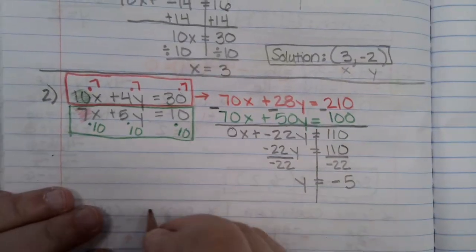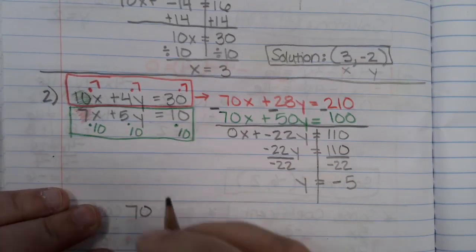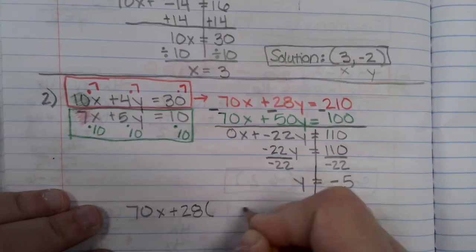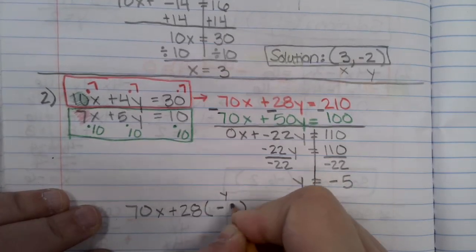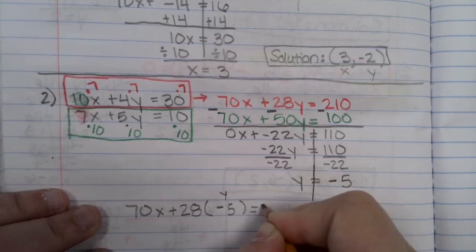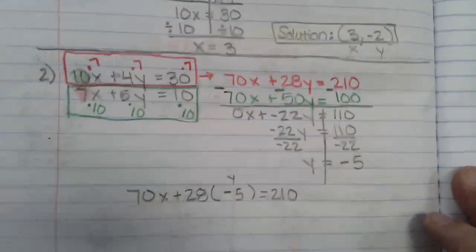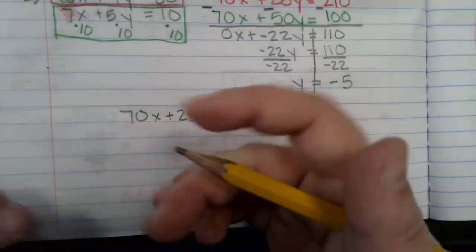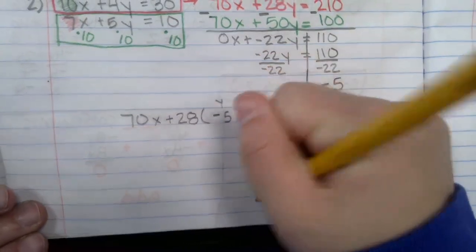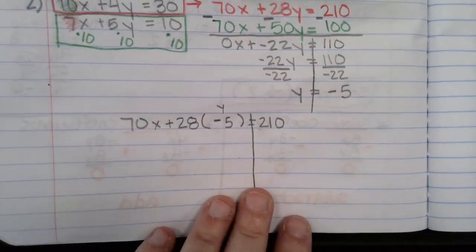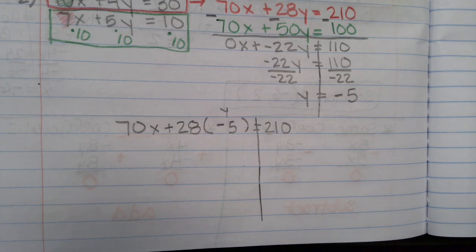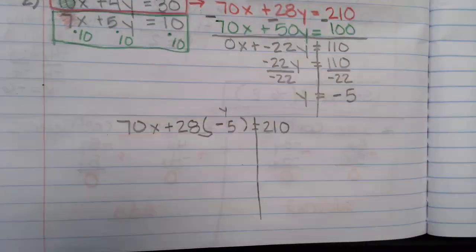So I'm going to write that a little off to the side, but underneath still. So I have 70x plus 28, and then what is our y? Negative 5 equals 210. And then our goal is to solve that equation for x. All right, so we're going to start with doing 28 times negative 5. 140.